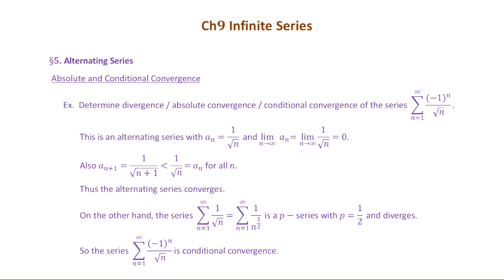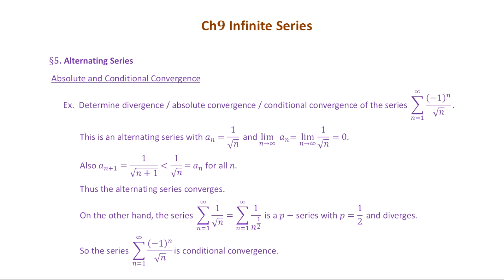All right, let's just do another example. This time we got another alternate series, (-1)^n over square root of n. Again, this is alternate series. You just check the two conditions. So first find the limit of AN, 1 over square root of n as n approaches infinity. Square root of n approaches infinity, so the limit is indeed 0. The first condition is met.